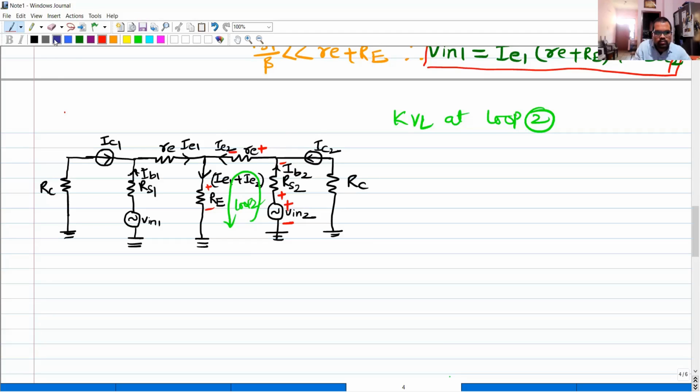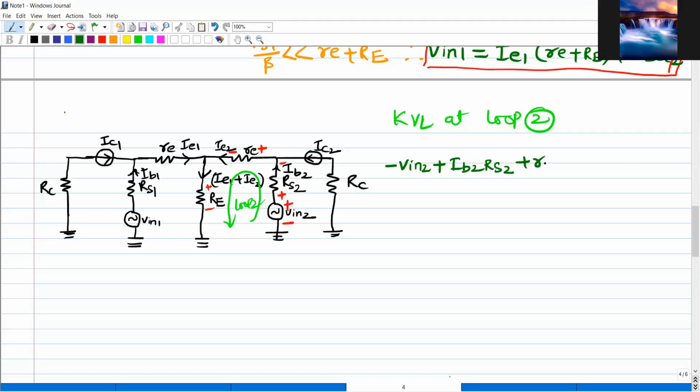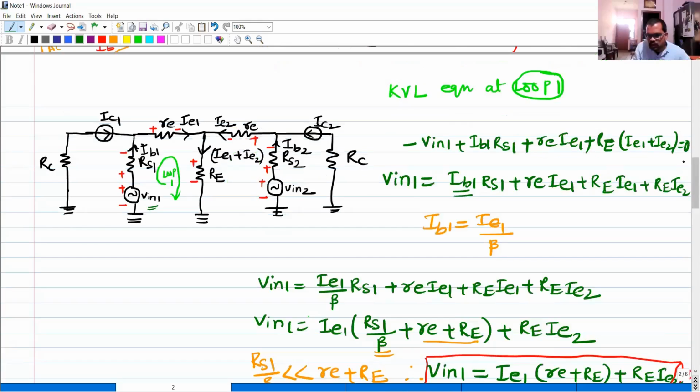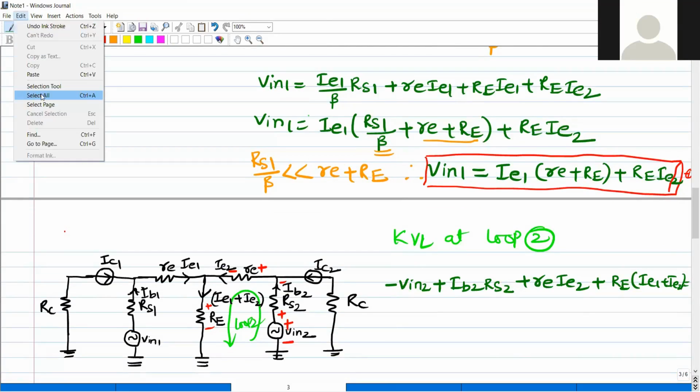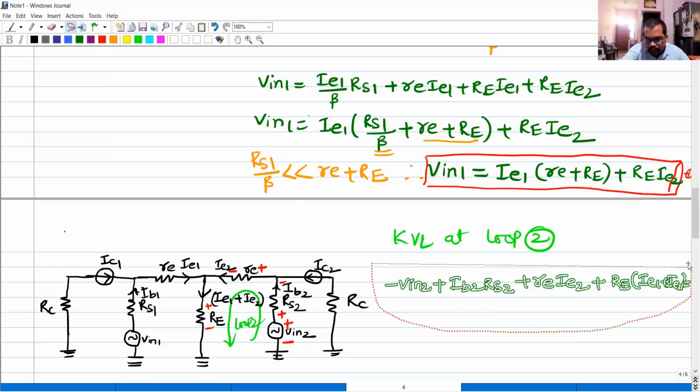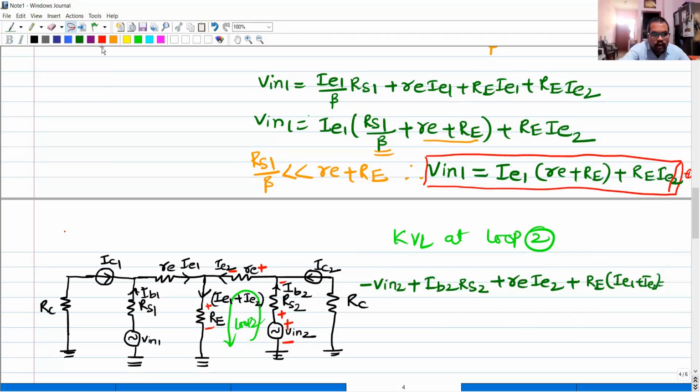Now tell me: minus Vin2 plus IB2 RS2, plus IE2 RE, plus RE into IE1 plus IE2, is equal to 0. Yes or no? Is it right?